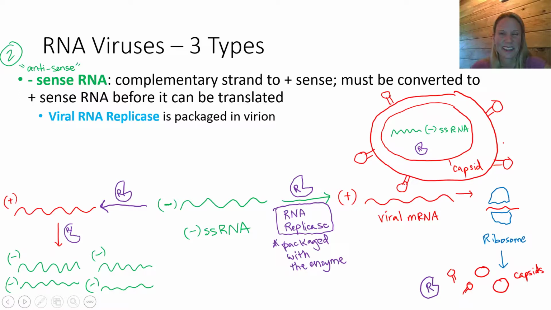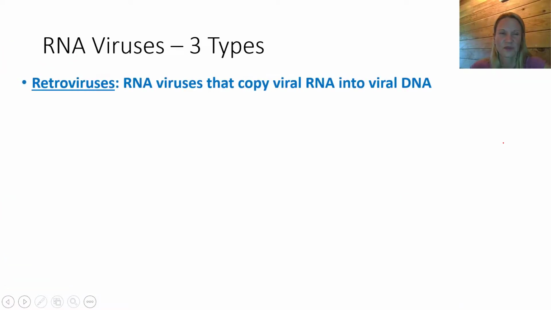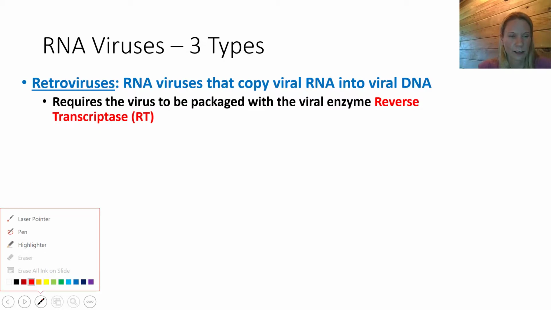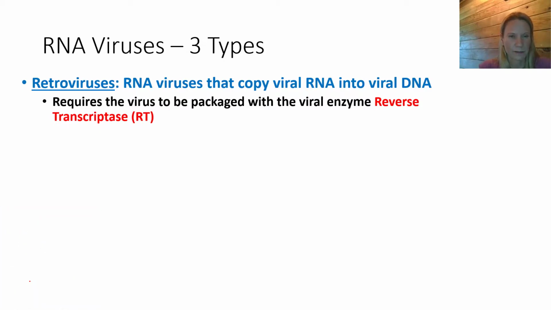Third type of RNA virus, retroviruses. So retroviruses are RNA viruses, but they copy their viral RNA into viral DNA. And in order to do that, they come prepackaged with the viral enzyme reverse transcriptase. So the example I wanted to give you was HIV. So HIV is an example of a retrovirus.